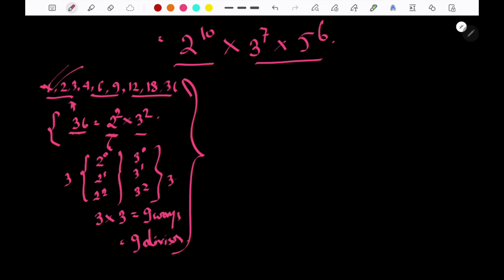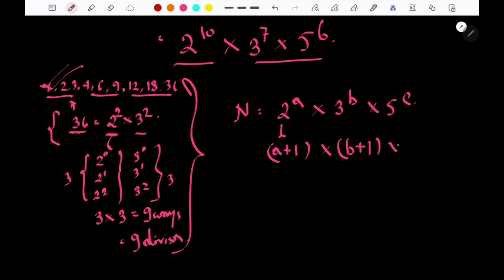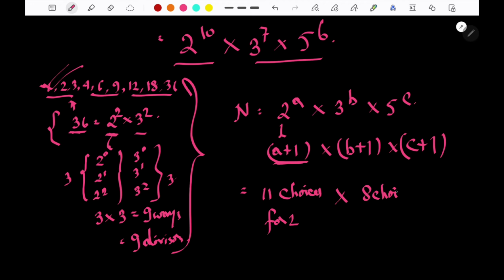So again, divisors of n can be written as, so say here, 2 to the power a, 3 to the power b, 5 to the power c. So how many ways can we choose this? So we can choose a plus 1 times into b plus 1 times into c plus 1 times. Why? Because 2 to the power 0 can also be included because it is equal to 1. So therefore 11 choices for 2 into 8 choices for 3 and 7 choices for 5.